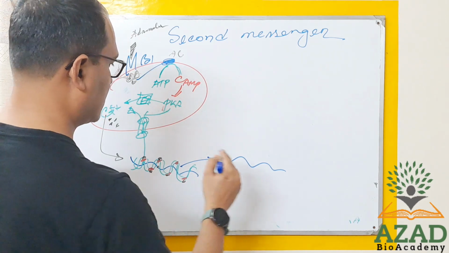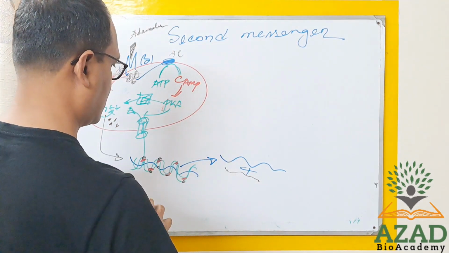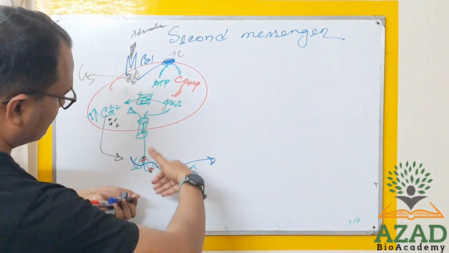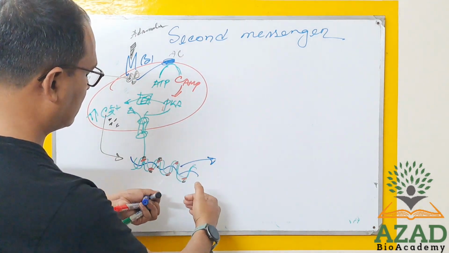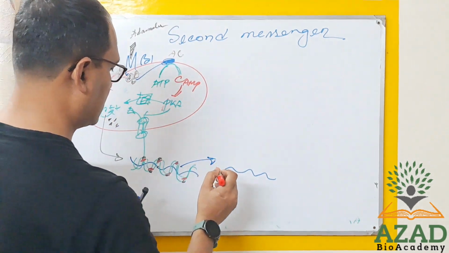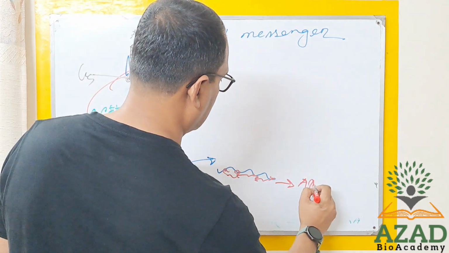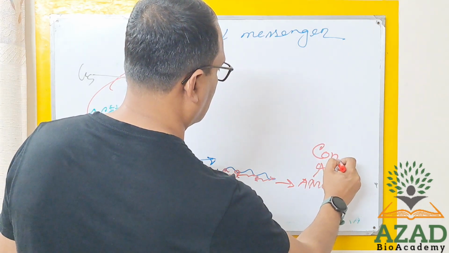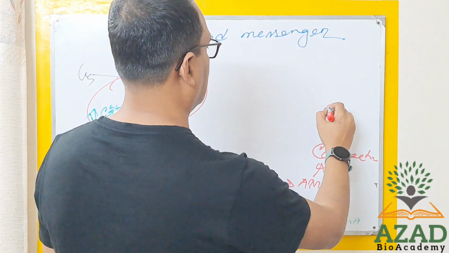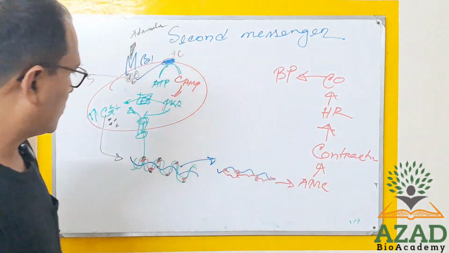When the actin binding site is free, the myosin binding site of the actin will be free, and then myosin will bind and produce the actin myosin complex, and it causes contraction. Cardiac muscle contraction increases the heart rate, and that will increase the cardiac output, and that will increase the blood pressure.